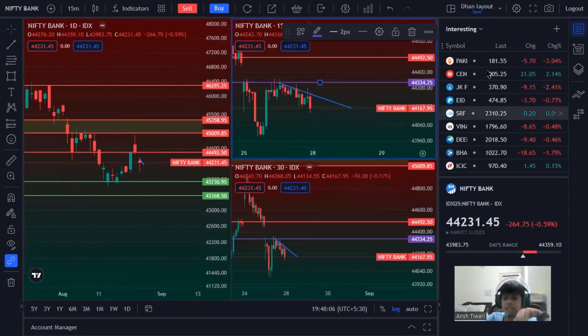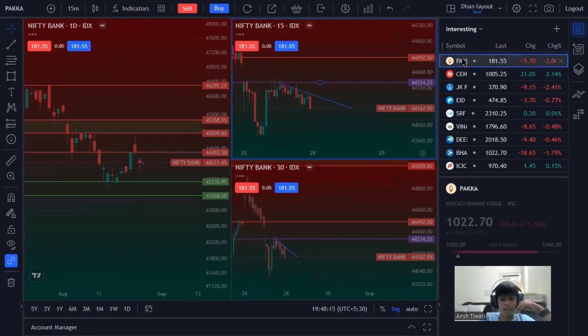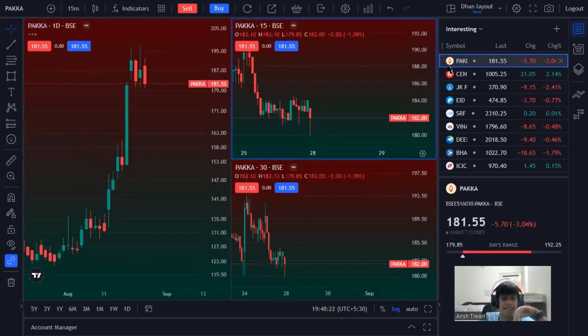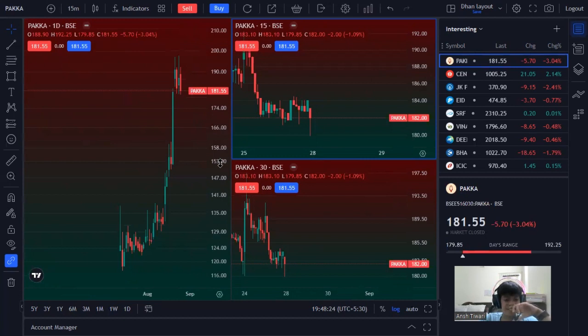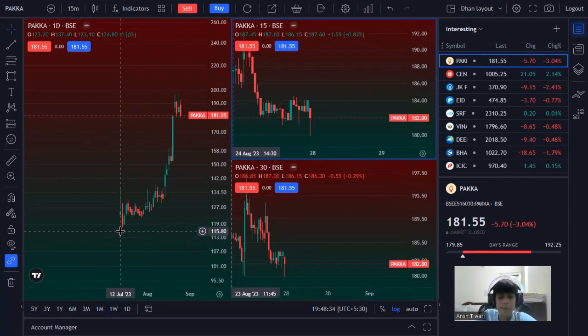Now we will be looking at some stocks which are good stocks according to me. So first is Pakka. This stock is on BSE and NSE. I think it was listed recently. In the daily chart, you can see that this stock isn't really that old. It was listed on 12 July 2023.